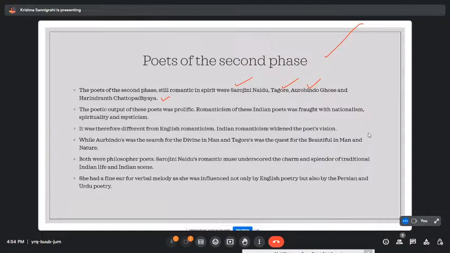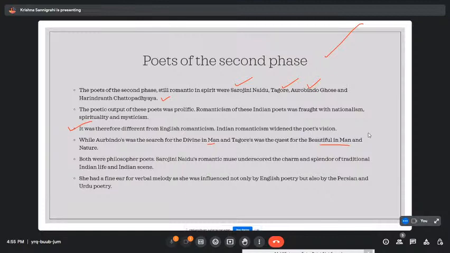The poetic output of these poets was prolific. Romanticism of these Indian poets was fraught with what? With nationalism, because poetry had a very specific purpose to serve during that time, and it was about nationalism, about spirituality and mysticism. It was therefore different from English Romanticism. Indian Romanticism widened the poet's vision. While Aurobindo's was the search for the divine in man, Tagore's was the quest for the beautiful in man.